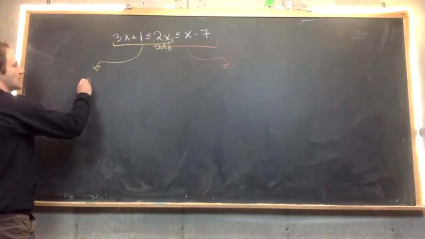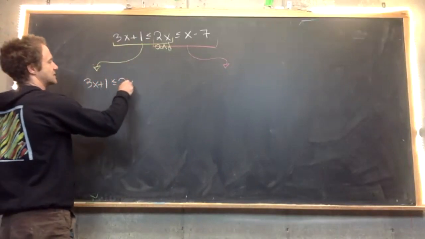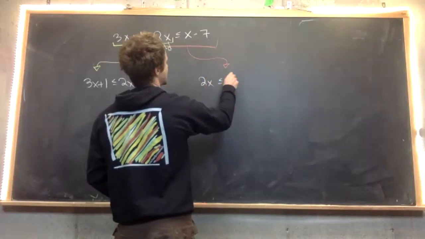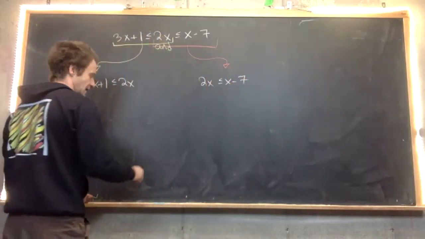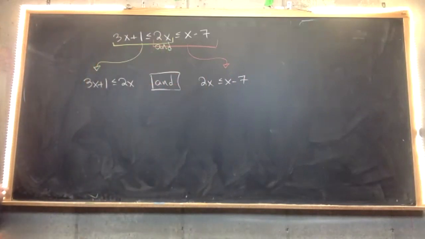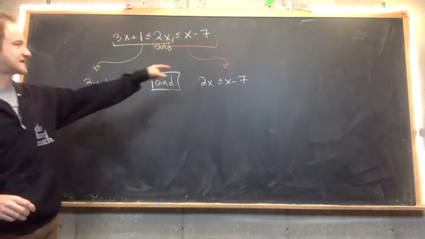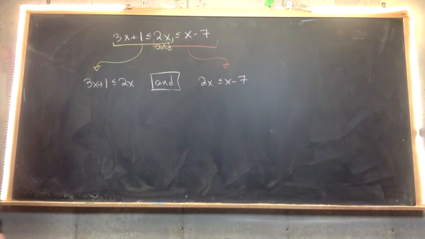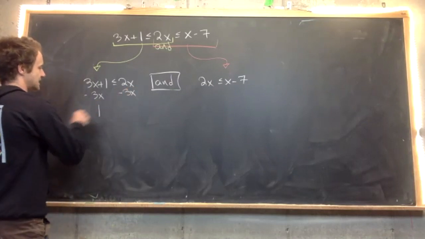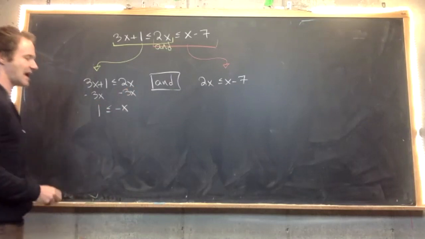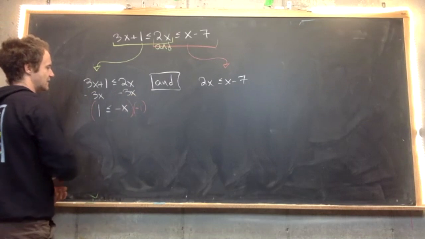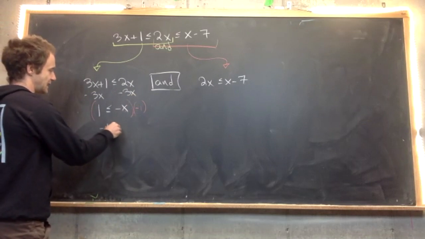So the yellow one will be 3x plus 1 is less than or equal to 2x. And then this red one will be 2x is less than or equal to x minus 7. And like I said, we've got this "and" statement between them. Now we work on these separately and then fuse their information back together at the end. So maybe I'll subtract 3x from both sides. That's going to leave us with 1 is less than or equal to negative x. But now we don't want negative x, we want positive x. So we'll multiply this by negative 1. That's going to give us negative 1 is bigger than or equal to x.